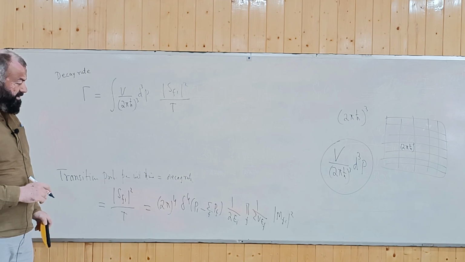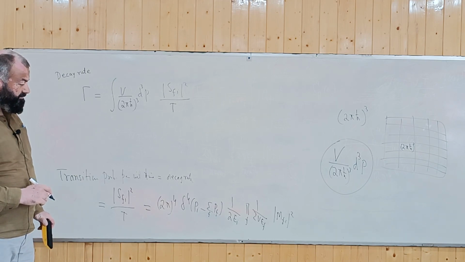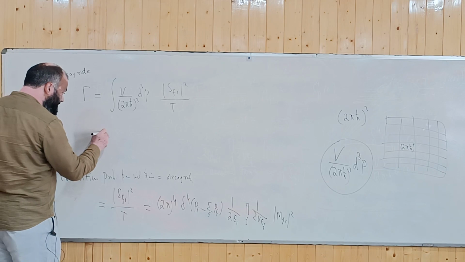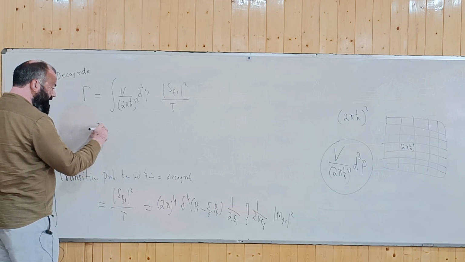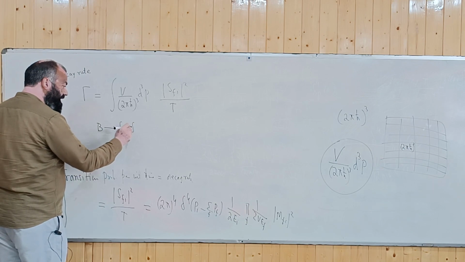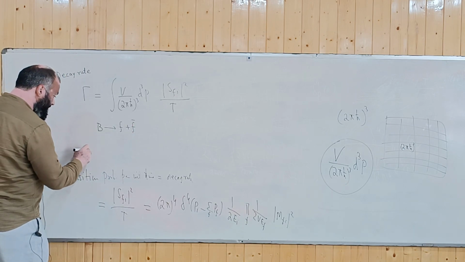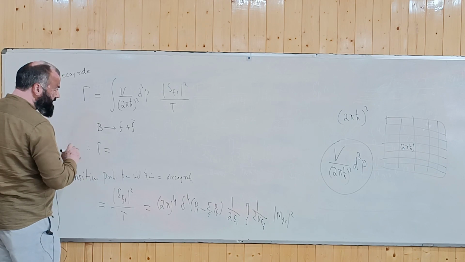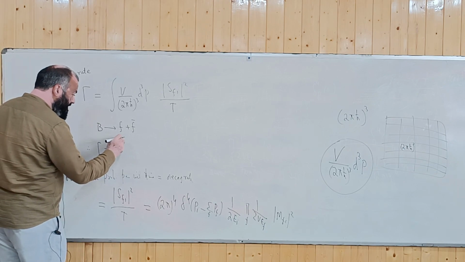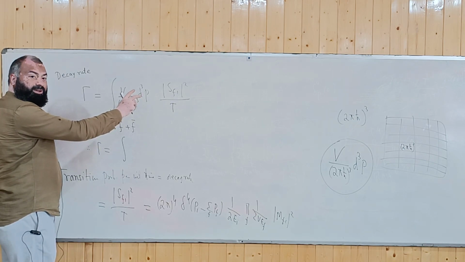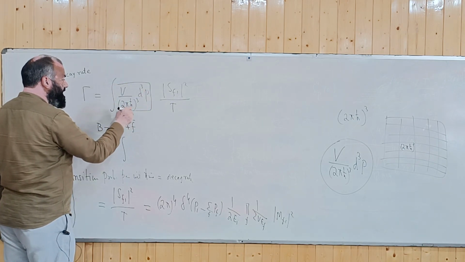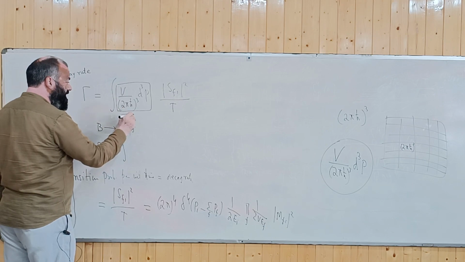Now let's try it for our process. Our process is a boson going into a fermion plus an anti-fermion. So I can write the decay rate for this kind of process. Now tell me what I will do. This is an element for each final particle. So this is for the final particles.